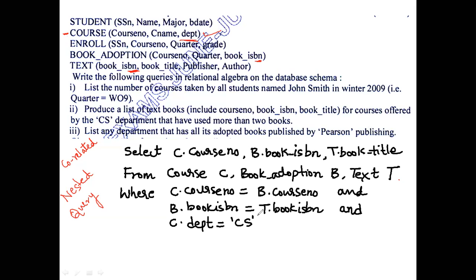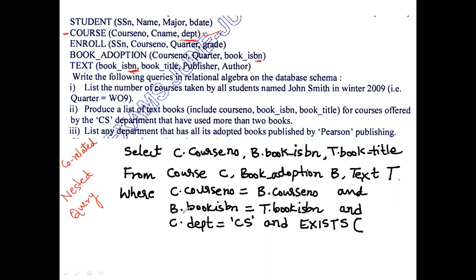And next, the condition of the inner query, whether it has used more than two books, has to be verified. So for that we have to write the inner query. We will write the inner query using the keyword EXISTS, which means for each course we will check whether it exists in the inner query. In the inner query, we'll check how many books it is adopting. That is based on the course and book adoption tables only.